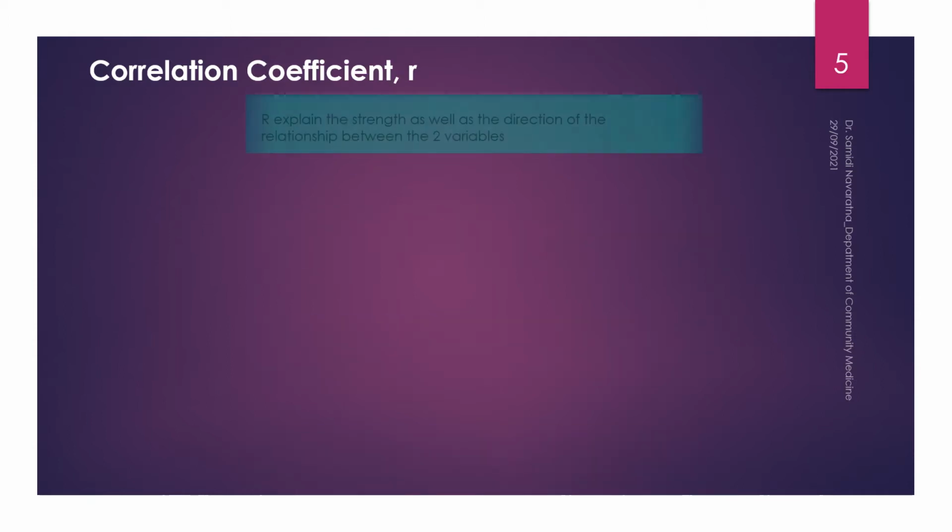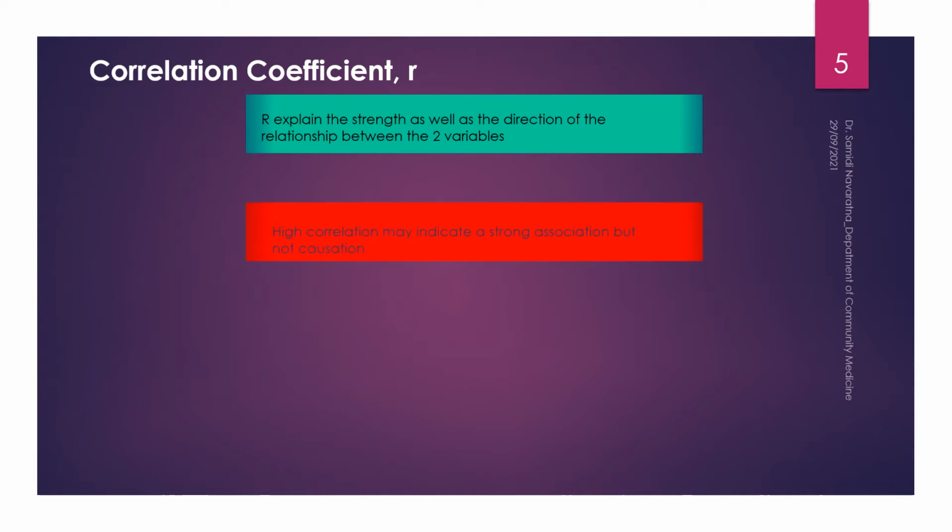Correlation coefficient R explains the strength as well as the direction of the relationship between the two continuous variables under consideration. Therefore, a correlation coefficient of +1 indicates a perfect positive relationship, whereas a correlation coefficient of -1 indicates that there is a perfect negative relationship. On the other hand, a correlation coefficient of 0 means that there's no linear relationship between the two variables.